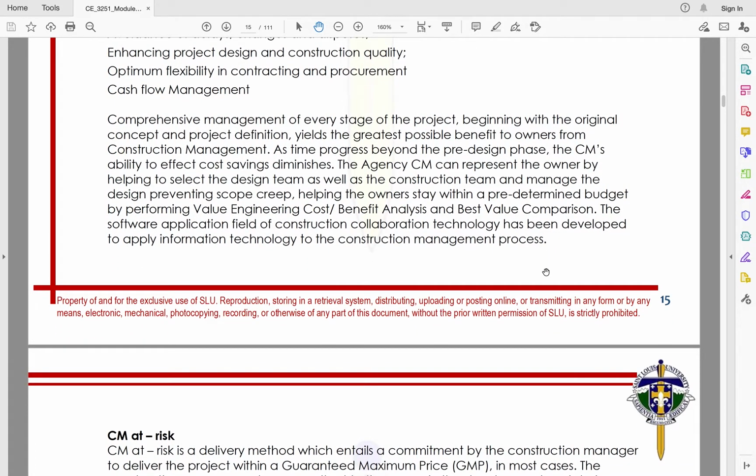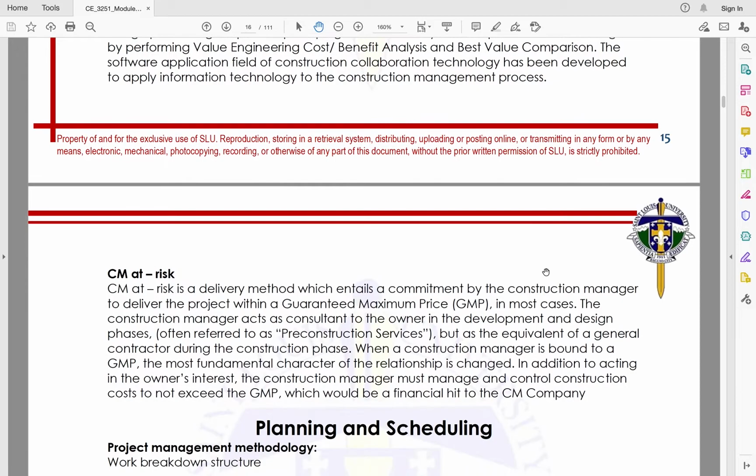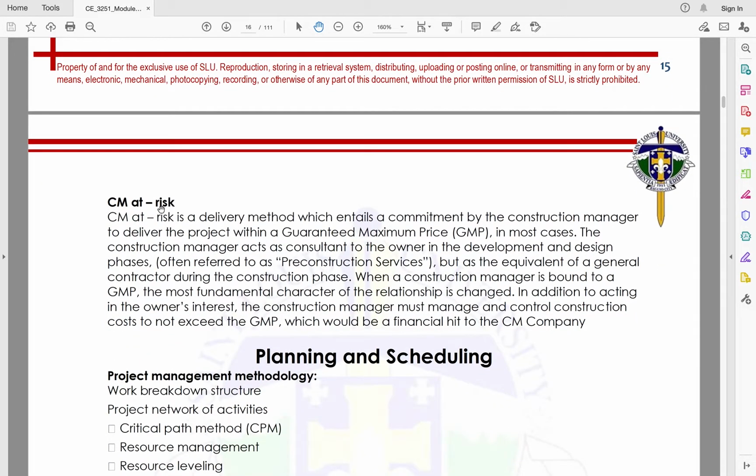Okay, so as a construction management, you can help or you should help your client in order to see the engineering side. Okay, and at the same time, best interest ni client na magamit ng tama or ma-optimize yung kanyang resources para ma-deliver yung kanyang gustong ma-deliver or deliverables. Okay? Okay, so a construction management at risk.